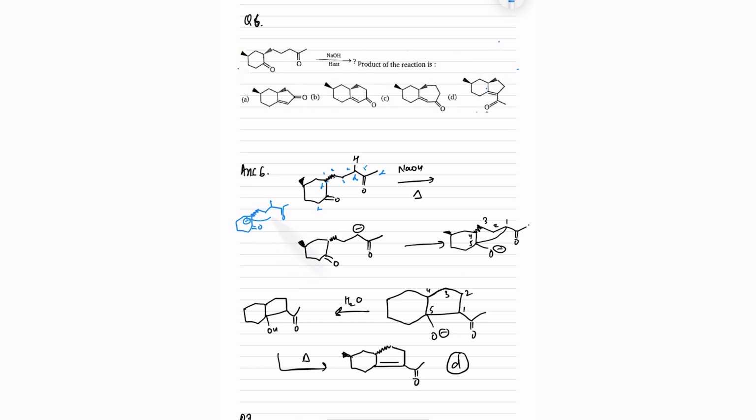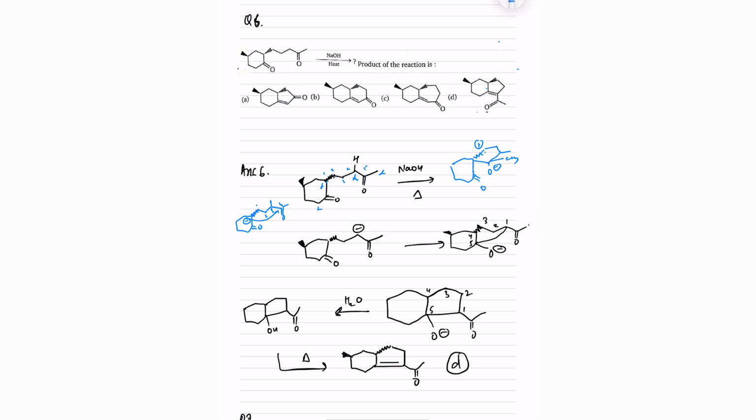And this will be attacking here, forming something like this. 1, 2, 3, 4, a 4-membered chain. I'll just draw it a little bit. So it will be something like this. This is carbon 1, then carbon 2, carbon 3, and this is your carbon 4, with the CH3. Something like this will be formed.